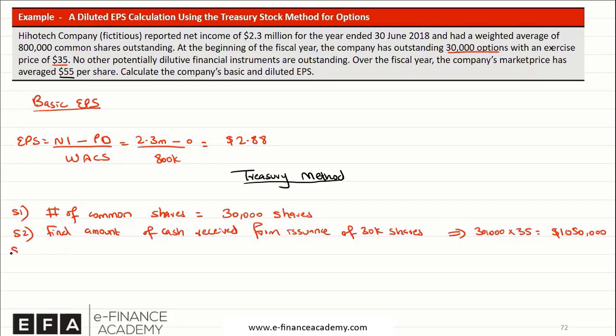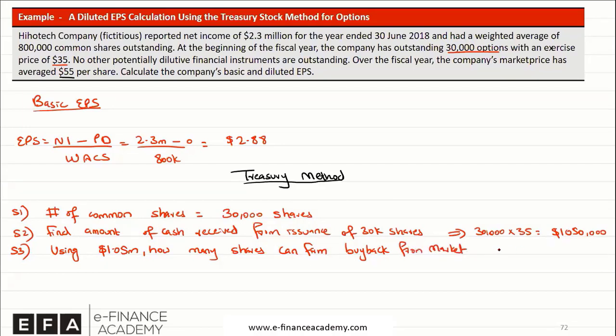Okay, so the third step is, if the company uses the same amount of money that it has raised to buy back the shares from the market at the market price of 55, how many shares would it be able to buy back? So using 1.05 million, how many shares can the firm buy back from the market?